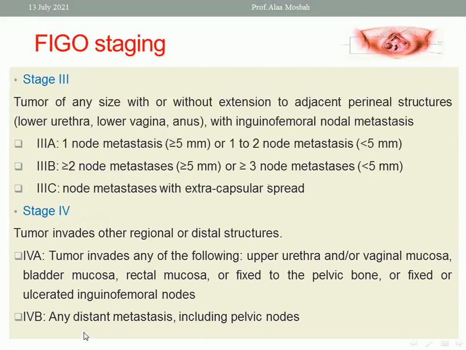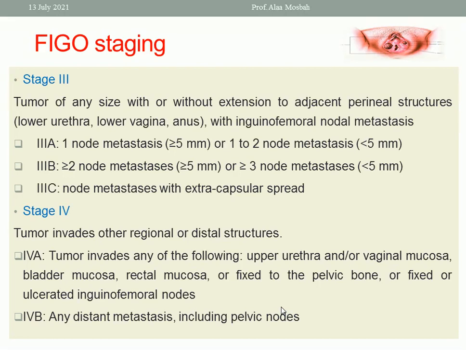But in stage 3, there is lymph node metastasis. Stage 3A, either one node metastasis of equal to or more than 5 millimeters, or 1 to 2 node metastases of less than 5 millimeters. 3B, equal to or more than 2 node metastases of equal to or more than 5 millimeters, or equal to or more than 3 node metastases of less than 5 millimeters. While stage 3C, node metastasis with extracapsular spread.